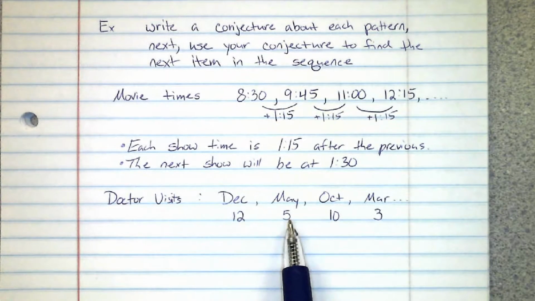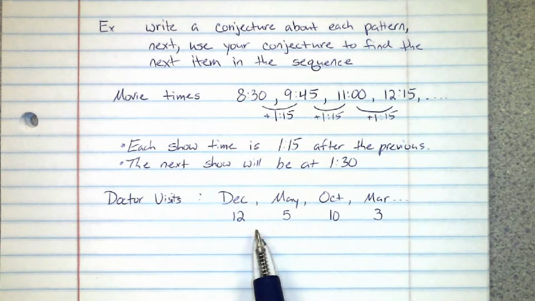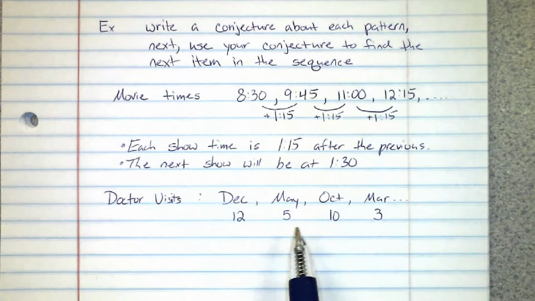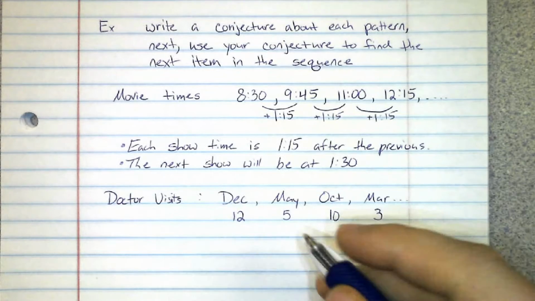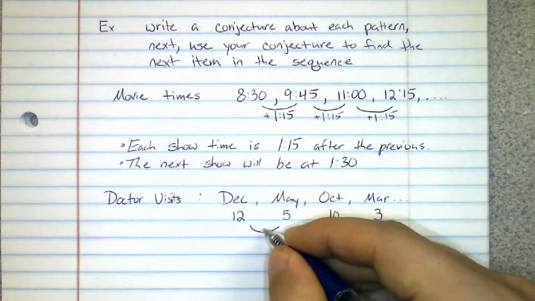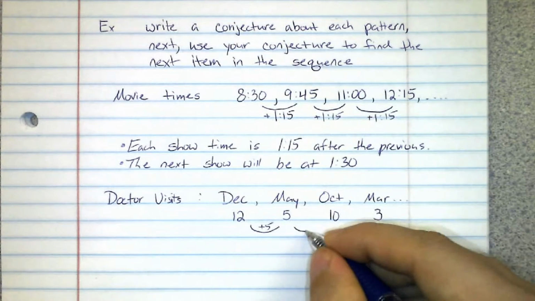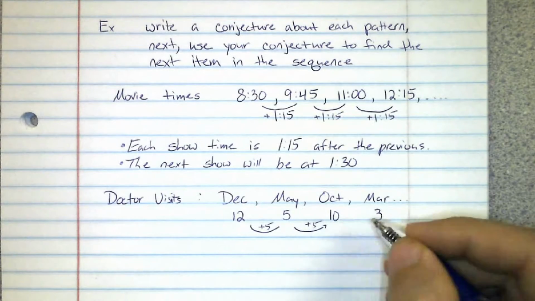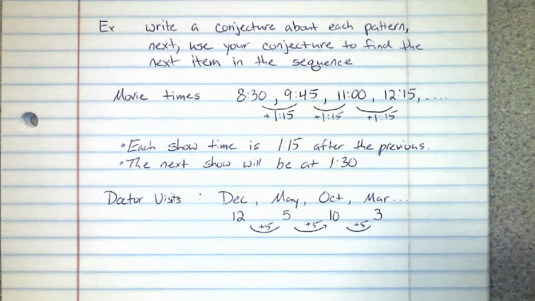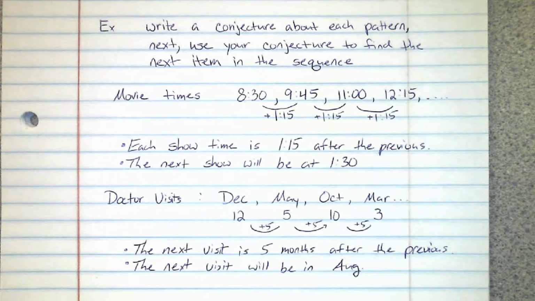Okay, so December is the 12th month, 5th month, 10th, and 3rd. So at first it might not look like a pattern, but remember, 12 months in a year. So this is actually an increase of 5 months. This is 5 months later, and this is 5 months later. So now you should have a good idea of the statement we can make. So the next visit is always 5 months after the one before, so the next visit will be in August.